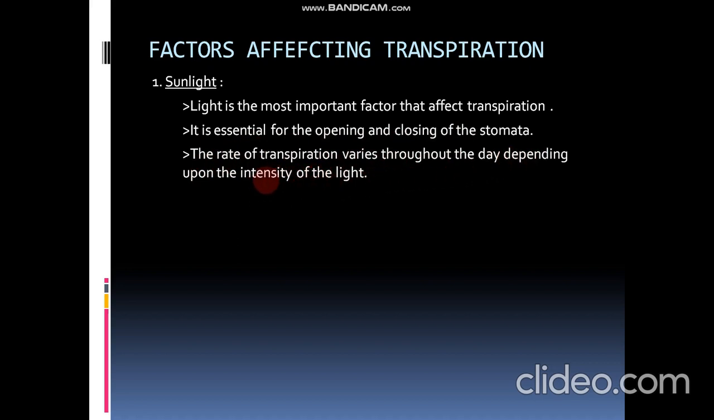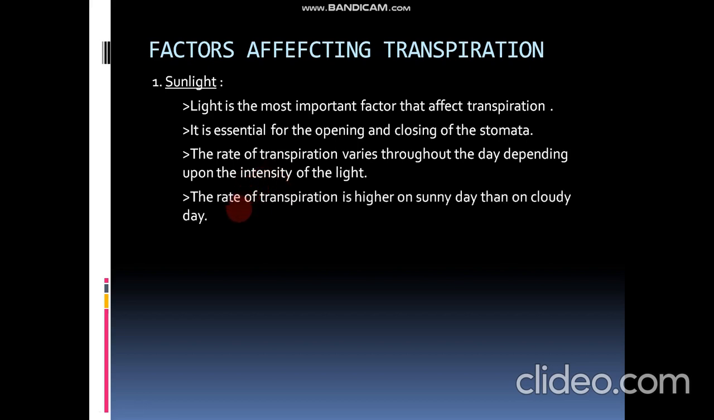What is intensity? Very high heat, like a sunstroke. When the sun is very high, transpiration is at its peak level. Sometimes the intensity is very low, during a cloudy day, when clouds block the sunlight and the intensity is automatically reduced. Then the rate of transpiration is higher on a sunny day than on a cloudy day. So these are the points on sunlight.